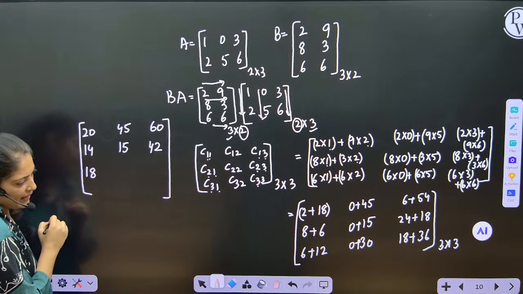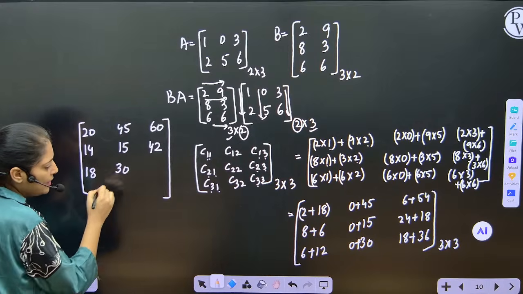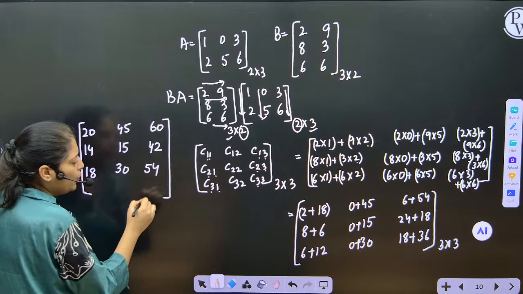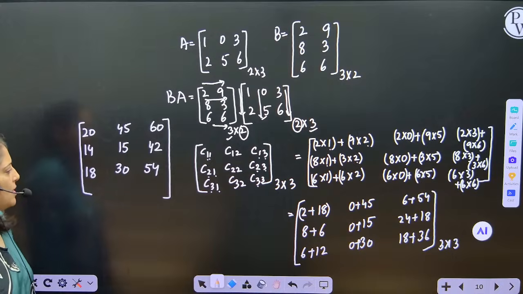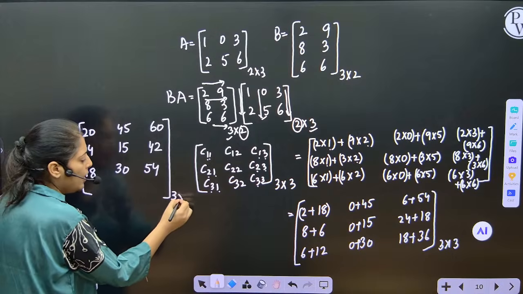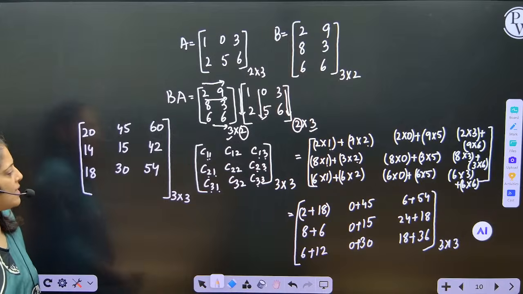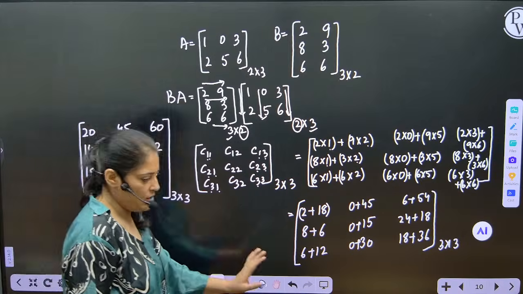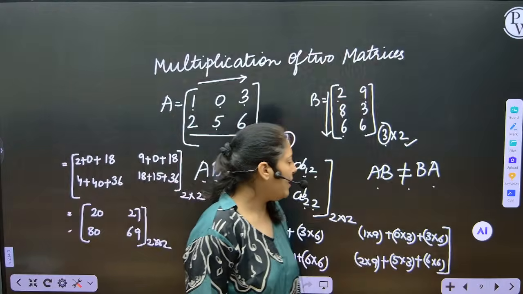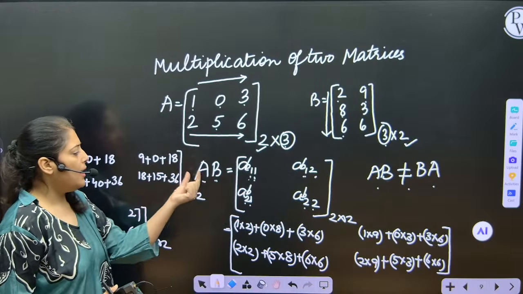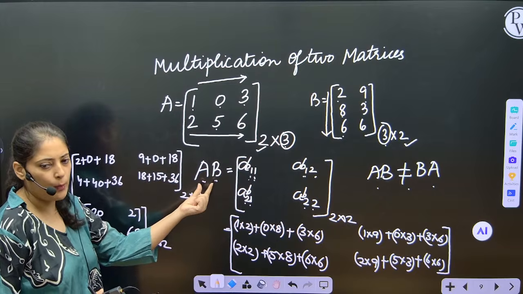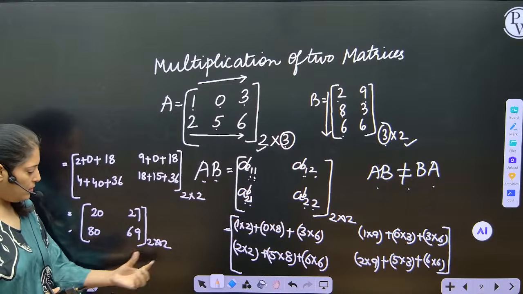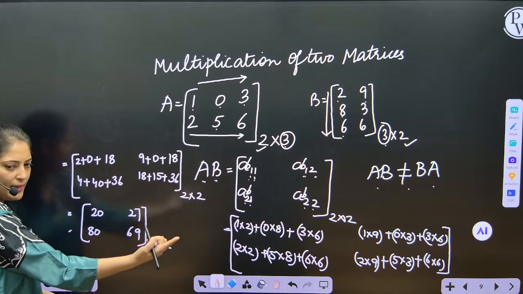6 plus 12, 18. 0 plus 30, 30, and it will come out to be 54. 18 plus 36 is 54. Now we will compare. See, this is B into A, the matrix has come out to be 3 cross 3. And when I multiplied the same matrices and took the product as AB, the matrix was 2 cross 2. One matrix is 2 cross 2, another matrix is 3 cross 3.